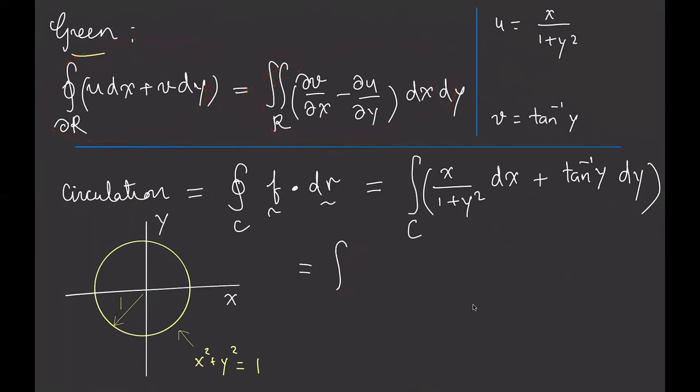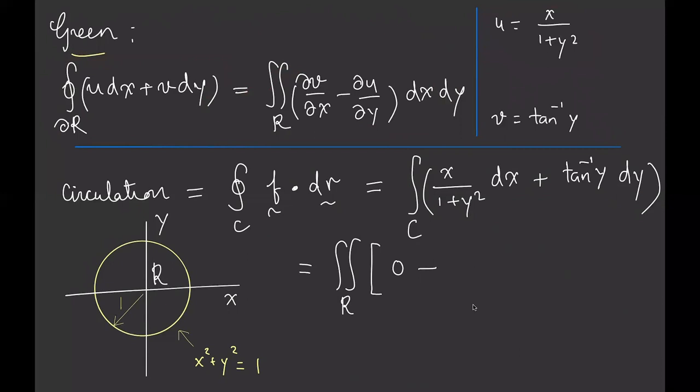So I need to do the integral over the interior. So R is going to be the interior of the unit circle of these derivatives, right? dv by dx minus du by dy. Now dv by dx, so here's my v as a function of x and y. When I take the derivative of this with respect to x, there's no x there, so I just get a 0. So that's easy enough. And then I need to subtract from that the derivative of u with respect to y. So here's my u with respect to y.